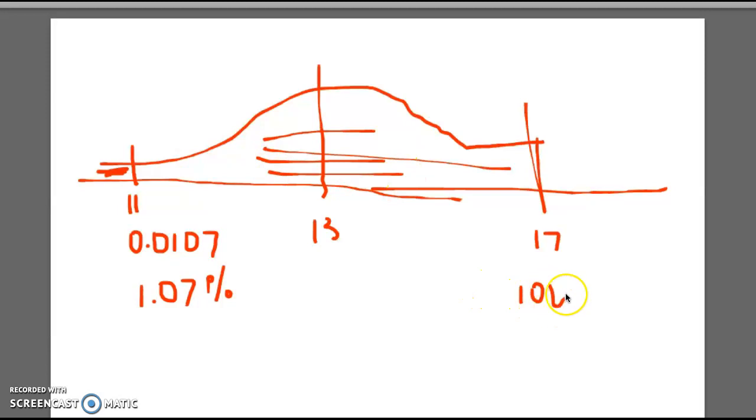And so to find our final answer, you're going to take 100 and subtract 1.07, and your final answer is about 98.9%, depending, it's really close in there, 98.7, 98.9%, something like that.